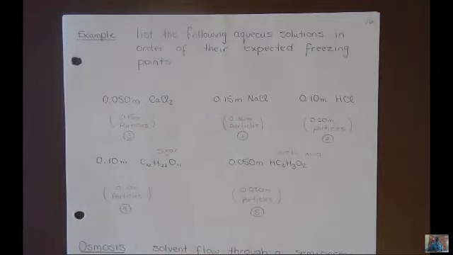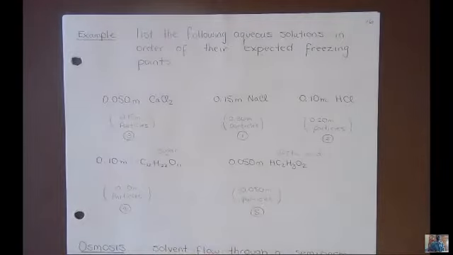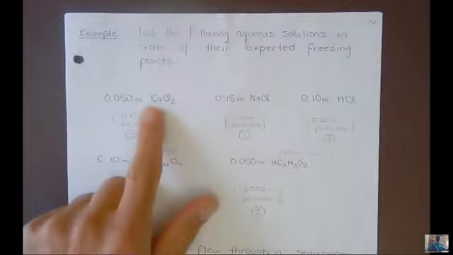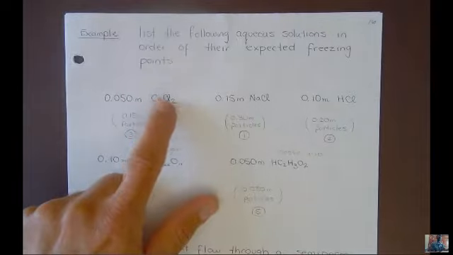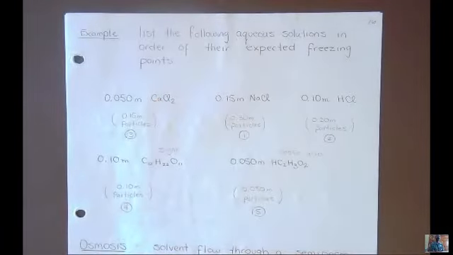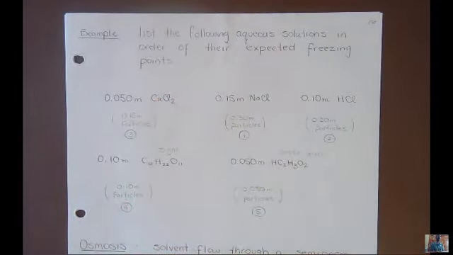All right, so if you have a multiple choice question like this, list the following aqueous solutions in order of their expected freezing points. Aqueous solutions mean that the solvent is water. Water has a freezing point of 0. So my question is, if I put these substances, whether they be ionic or molecular, into water, which one is going to have the lowest freezing point and then go up from there? So start at the lowest one and go up to the highest one, in the order of their expected freezing point.